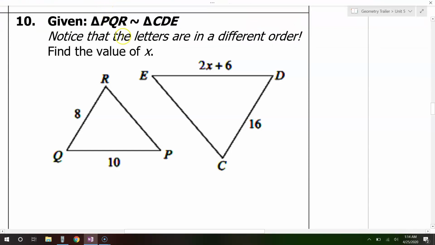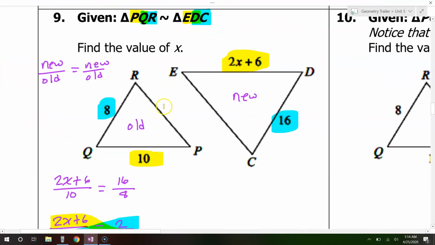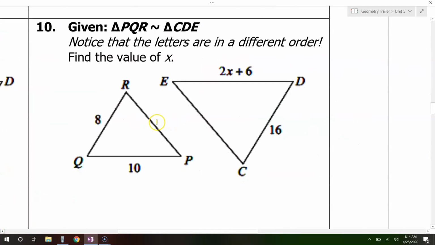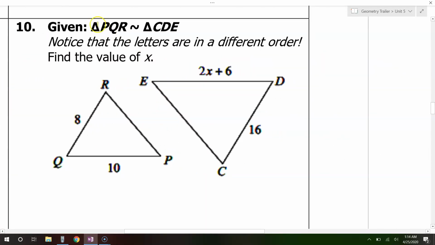Let's match up the corresponding sides. Oh, they're doing it again. So notice that the pictures are exactly the same, but these are not the same problem because the similarity statement has changed. So this is ED, which is right here in the similarity statement. That corresponds with QR. So those are corresponding sides.